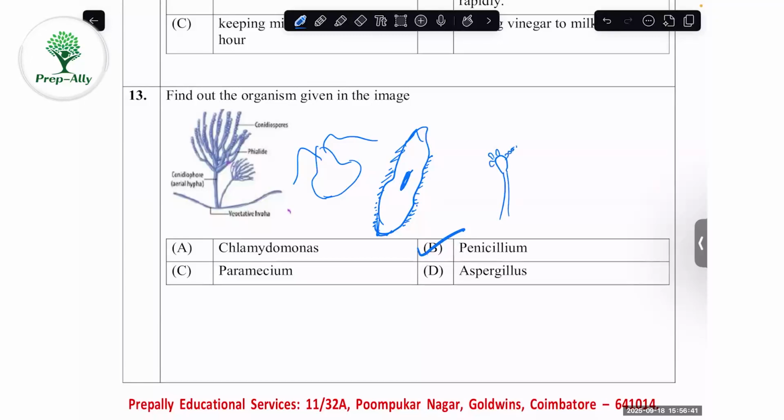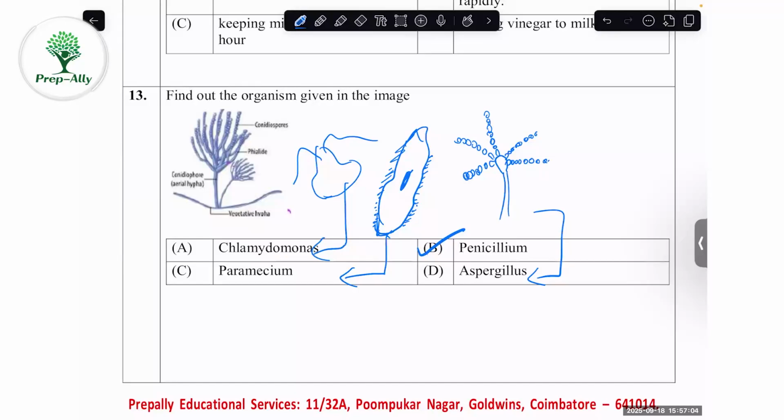Sub branches will be there in penicillium. But if you take aspergillus, they have a simple structure. When compared to penicillium, aspergillus have a simpler structure only. They have these conidiophores and all in aspergillus. So this is aspergillus, this is paramecium, and this is Chlamydomonas.